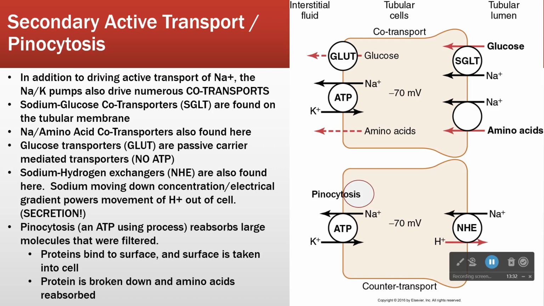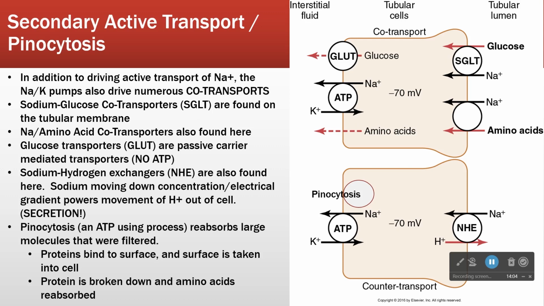Okay, so here sodium's falling down its gradient and pulling in amino acids along with it. Both of those, remember where we are, right? We're in the early part of the proximal convoluted tubule. We've got a lot of filtered glucose, a lot of filtered amino acids, both of which we want to 100% recover, right? Because they're useful molecules. So these two transporters are doing that. They're helping us recover glucose and recover amino acids from filtration, okay?